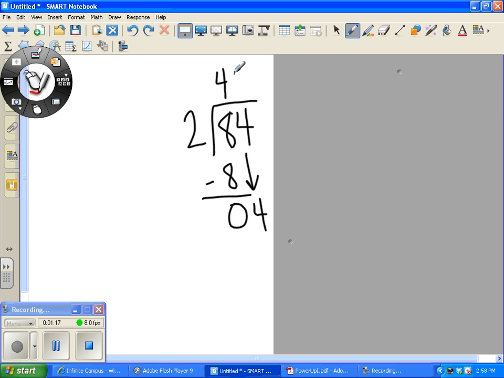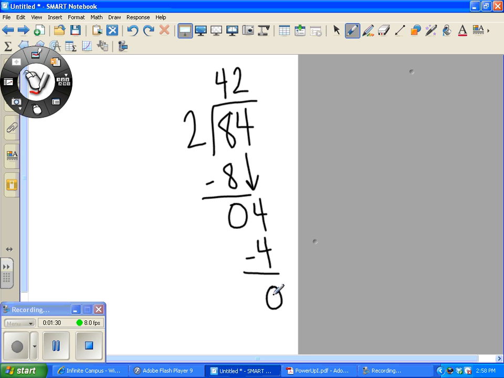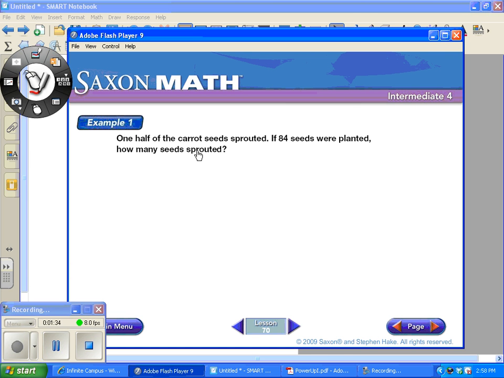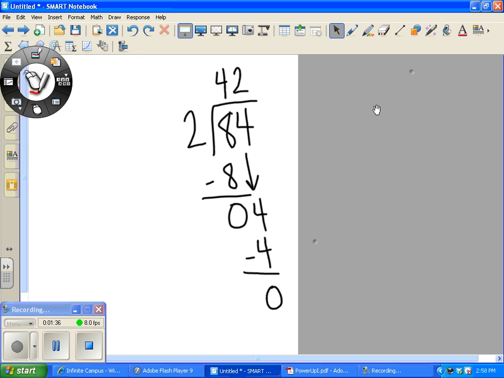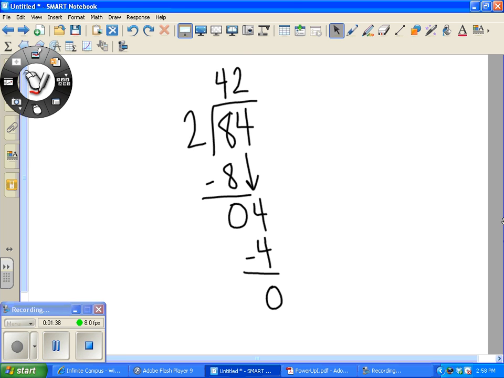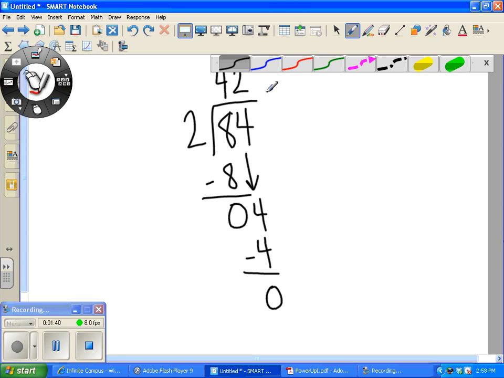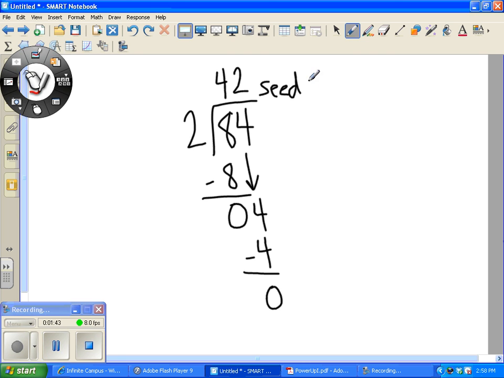Well, that's 2. Anytime I give an answer on the multiplication step, I put my answer above the spot that I'm working on. Then 2 times 2 is 4. And we have no remainder, nothing left over. So if we look back at the question, it says how many seeds sprouted. So our final answer should look like this. 42 seeds sprouted. That's half of 84.